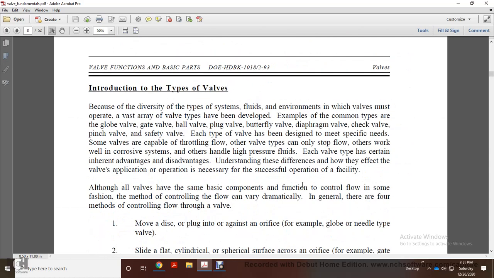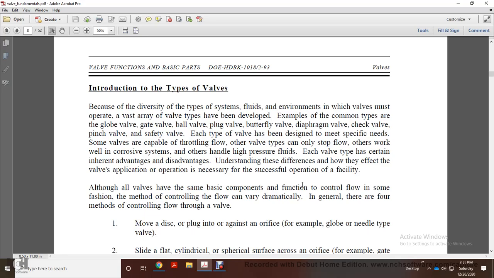Now, an introduction to types of valves. Because of the diversity of fluid environments in which valves must operate, a vast array of valve types have been developed. Examples of common types are the globe valve, gate valve, ball valve, plug valve, butterfly valve, diaphragm valve, check valve, pinch valve, and safety valve.